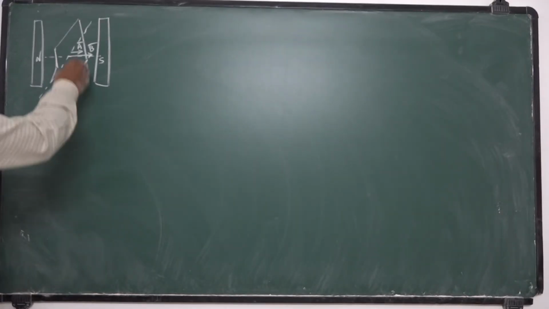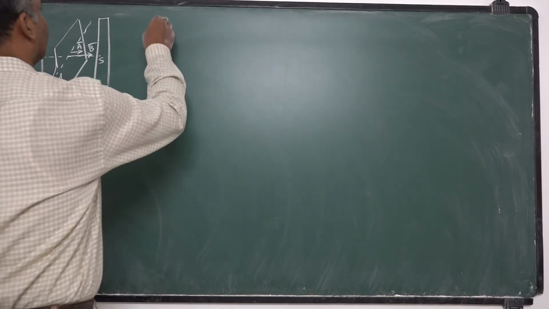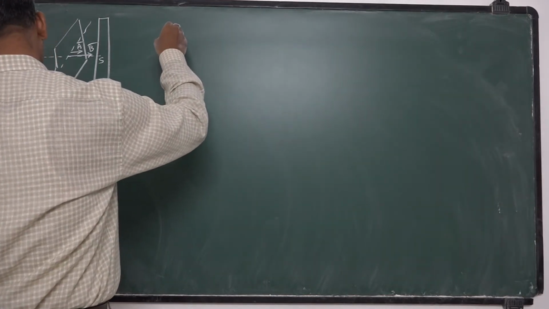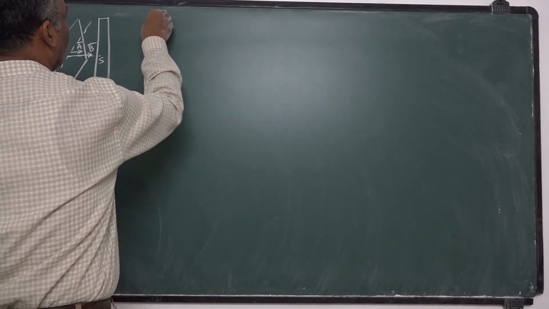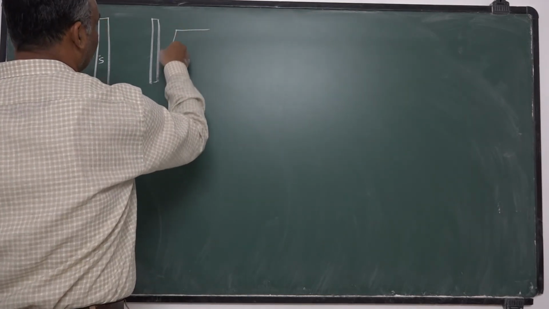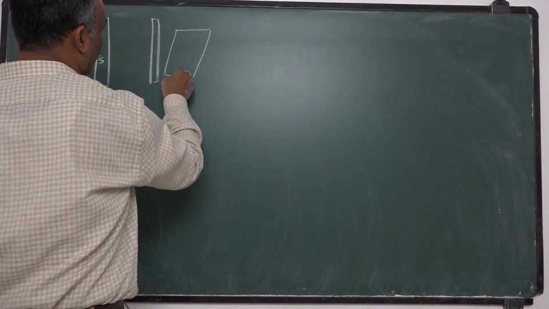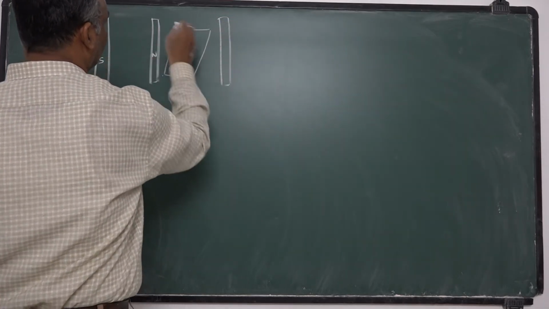When B and A are parallel to each other, angle between them is 0. So cos 0 is 1. Maximum flux is linked with the coil. Next case, you can describe like this. The coil is like this. This is north, this is the south.